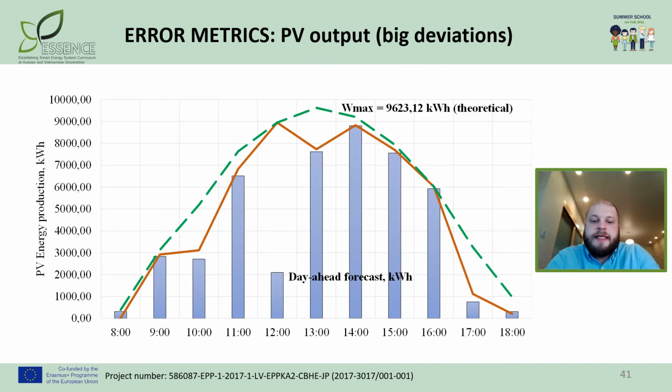Well, now let's consider the case with big deviations. The blue charted diagram provides us with the predictions, and the brown curve illustrates the ground truth, so here we have the greatest deviation. And at this point, the theoretical maximum was actually achieved by the ground truth curve. So we have 9,000 kilowatt hours. But the prediction provided for this very specific hour was about 2,000 kilowatt hours.